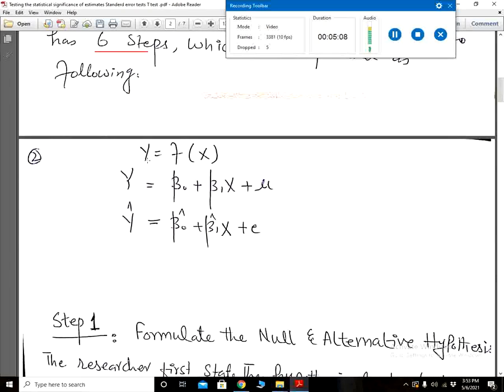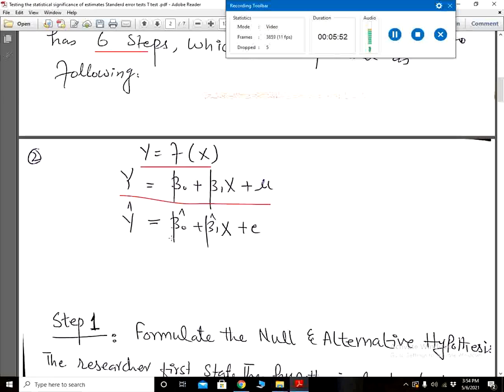So we have the model where there are two variables, one is the dependent variable and the other is the independent variable. X is the independent variable, Y is the dependent variable, and our population regression function is y is equal to beta naught plus beta 1 x plus mu, and the estimated regression function is y cap is equal to beta naught cap plus beta 1 cap x plus e. Now we have estimated these two coefficients, the slope coefficient and the intercept coefficient, and we want to gauge their statistical significance.